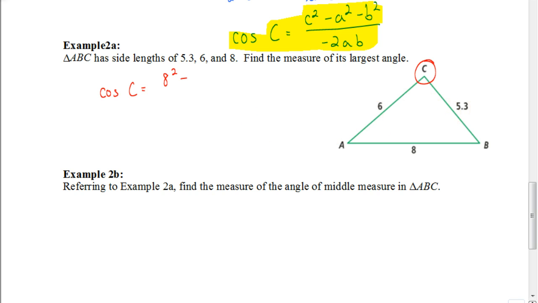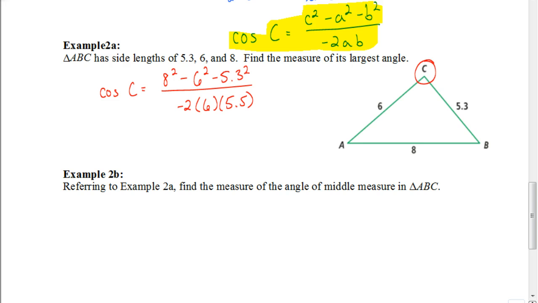Doesn't matter which one you have as your A and B. So it'll be minus 6 squared minus 5.3 squared, all of that divided by negative 2 times my value for A, which is 6, times my value of B, which is 5.3. Now I want to show you something on your calculators.